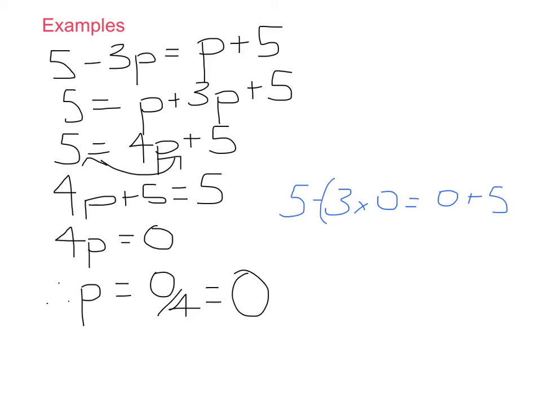Okay. Order of operations. 3 times 0 is 0. Okay, and then we do the rest. We do the addition. 0 plus 5, 5. 5 minus 0, 5. 5 equals 5. Absolutely nailed it. So, guys, that's working out examples of equations with a pronumeral on each side.